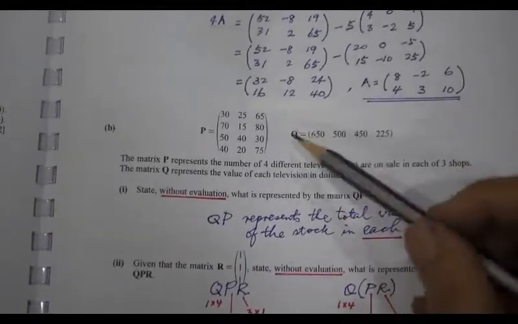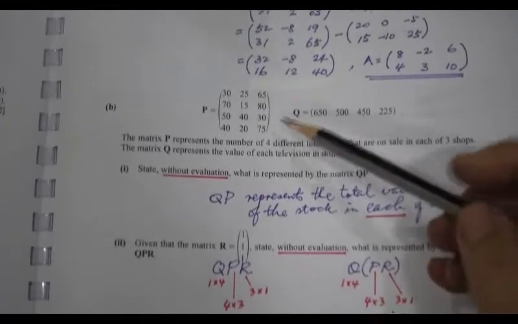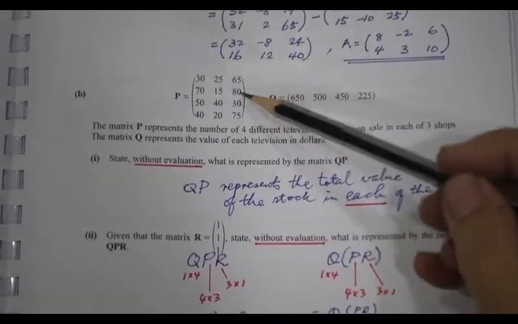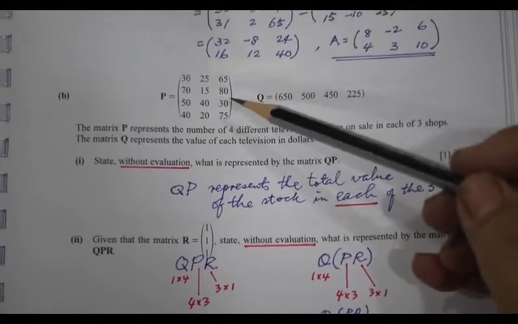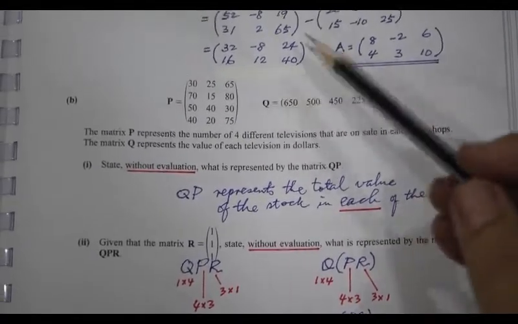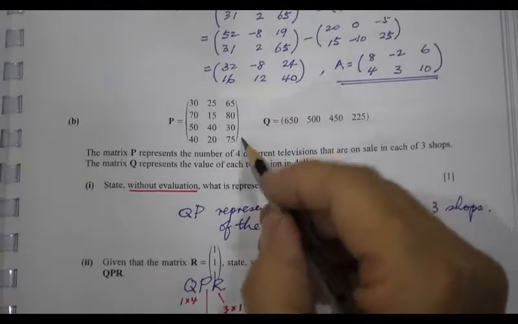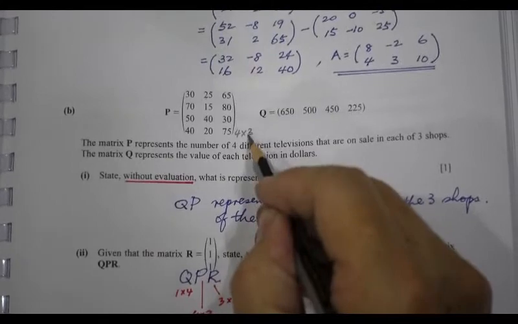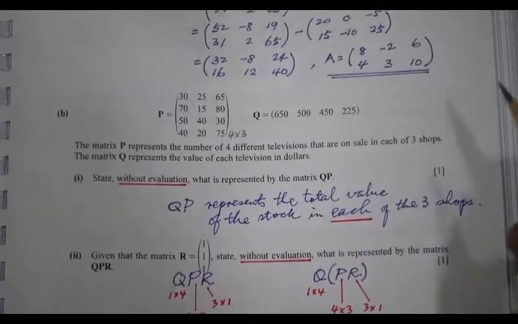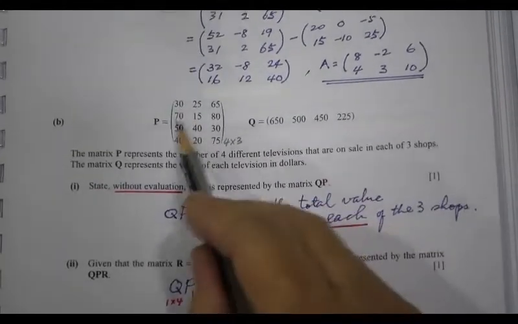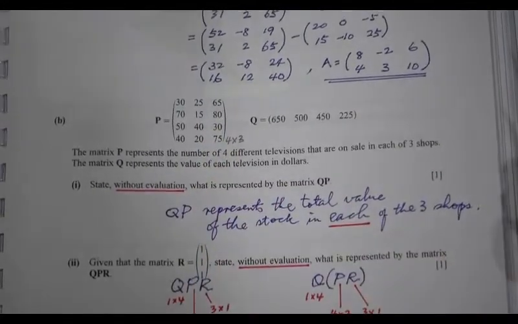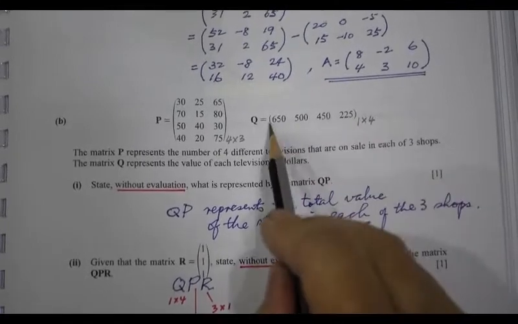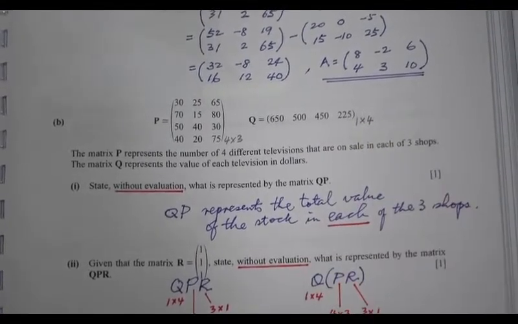However, when it comes to part 2, it says the matrix P represents the number of 4 different televisions that are on sale in 3 shops. This in matrix we call it a 4 by 3. So the order of this matrix is 4 by 3, meaning 4 rows, 3 columns. For Q, it is 1 by 4, meaning 1 row, 4 columns.